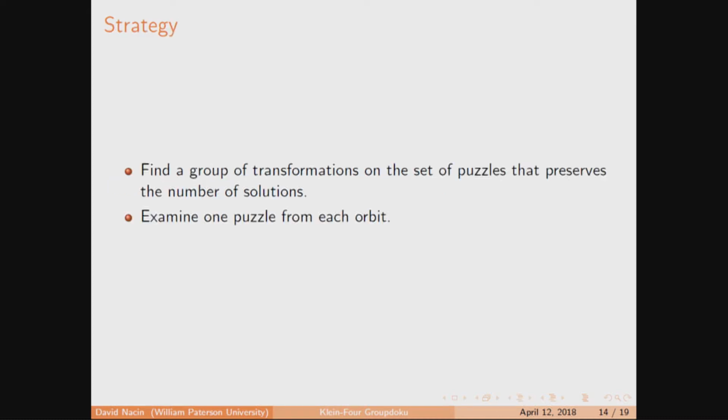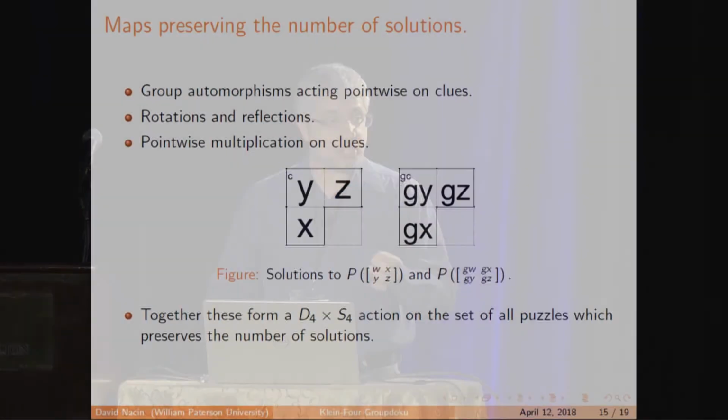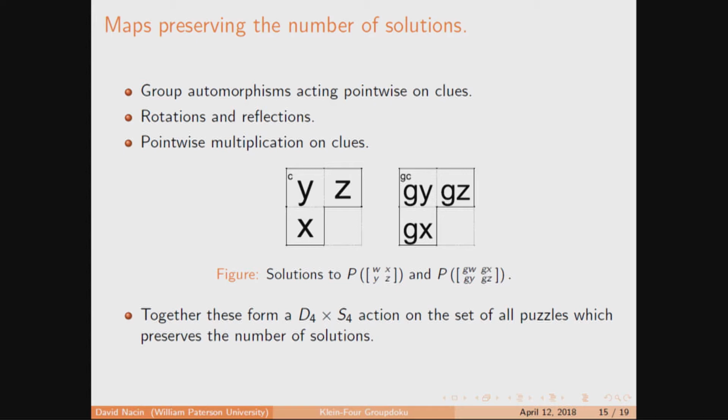So probably the best way to do this is to find some group of transformations that ends up fixing not the solutions, but the number of solutions that puzzles have. And then you can just take one element from each equivalence class, and you can study some very small set of puzzles and get information about everything that could possibly happen. So what kind of maps are going to fix the number of solutions? Well, you can look for group automorphisms. Obviously, if you apply an automorphism to the clues and you apply it to the solution as well, the new puzzle is going to have the new solution because the product is preserved.